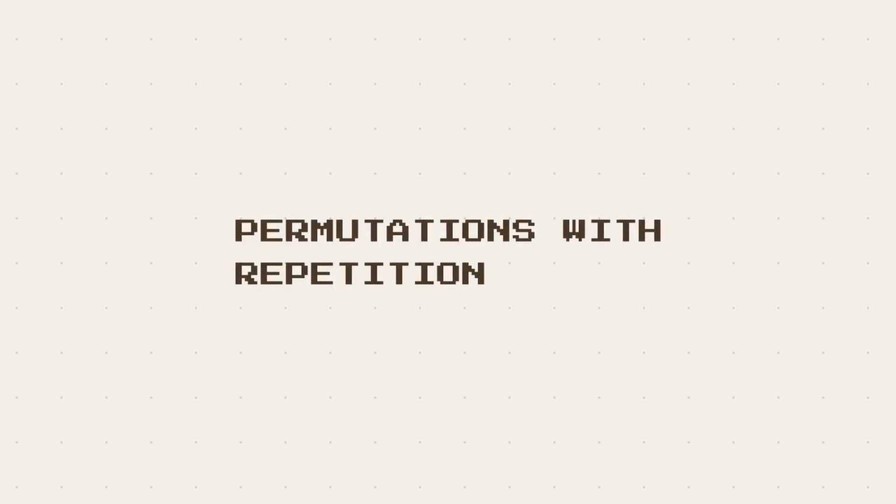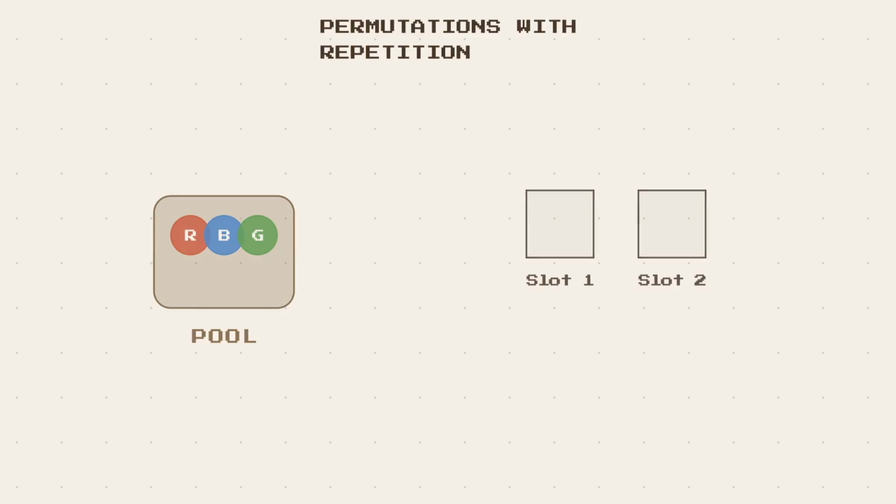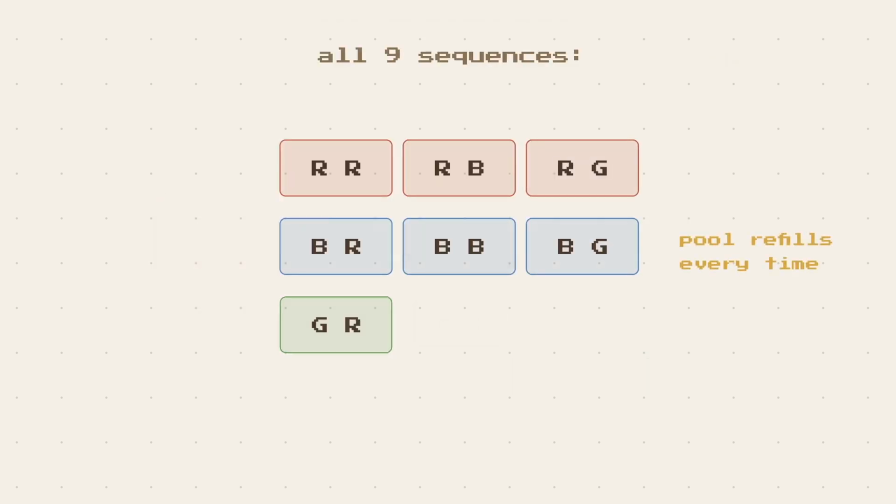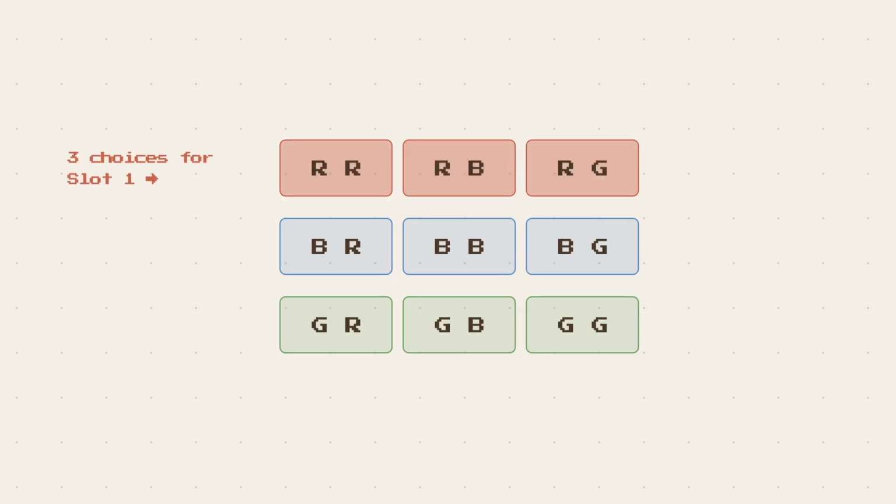Okay, so we have 3 colors, 2 slots, and order matters, and repetition is also allowed. So you can reuse, right? So let's pick red for slot 1. Red drops to slot 1, but since repetition is allowed, red comes back again. So the pool refills. Now pick for slot 2, all 3 are still there, so you can grab green and the sequence is RG. So we build all 9, which gives you 9 in total. So 3 choices for slot 1 and 3 choices for slot 2, right?